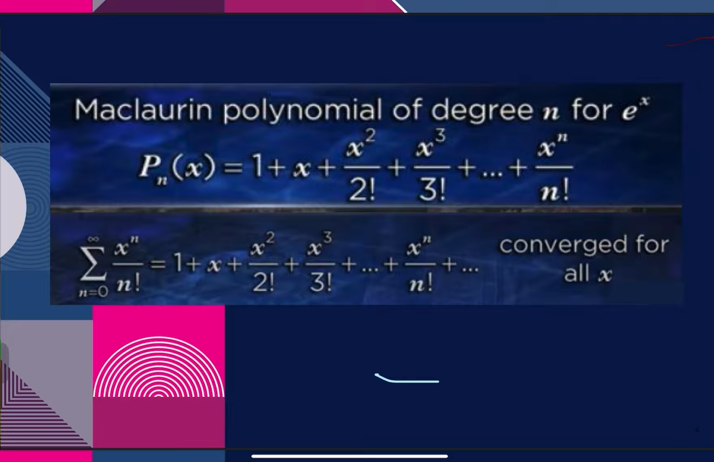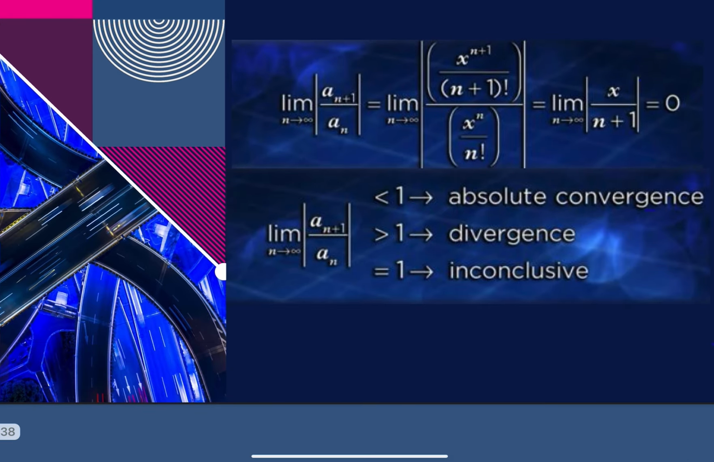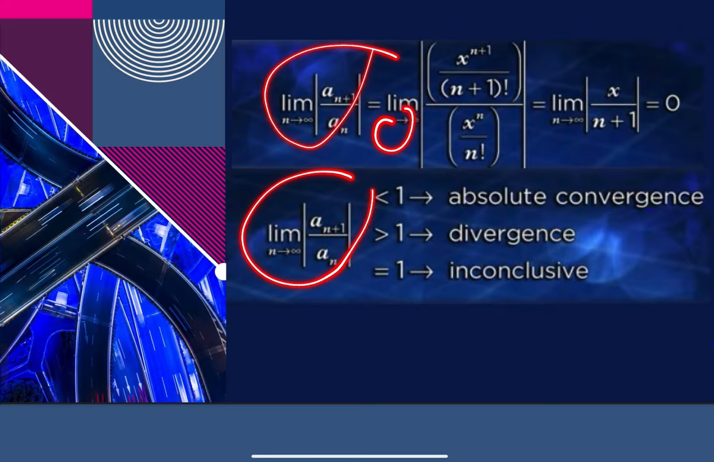Well, we can prove that it converges for all x using the ratio test, and that's a tool we'll be using quite a bit in this lecture. So, let's take the limit of the absolute value of successive terms, a sub n plus 1 divided by a sub n, and we take the limit as n goes to infinity.